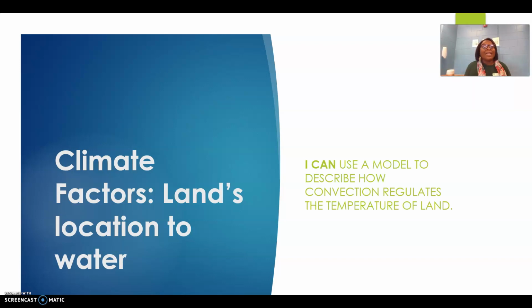We want to remember that climate is describing the weather conditions, what's happening outside over a long period of time. So today, your I can statement is: I can use a model to describe how convection relates to the temperature of land. Let's get started.